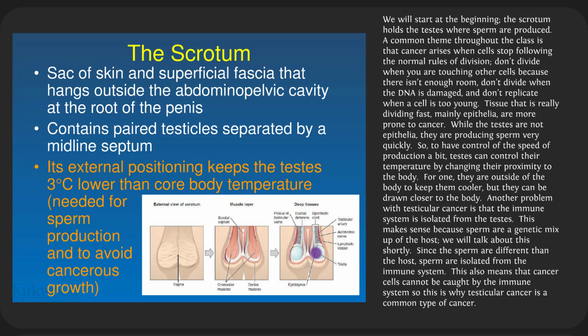So another problem with testicular cancer is that the immune system is isolated from the testes. This makes sense because sperm are a genetic mix of the host. We'll talk about this shortly. So since the sperm are different than the host, sperm are isolated from the immune system, otherwise the immune system would see them as different. This also means that cancer cells cannot be caught by the immune system as readily, so this is why testicular cancer is a common type of cancer.